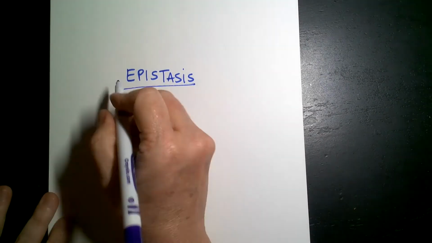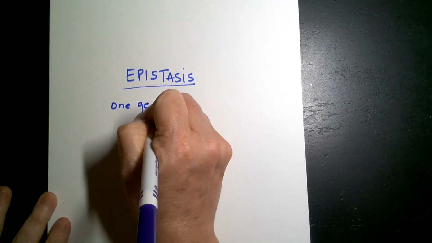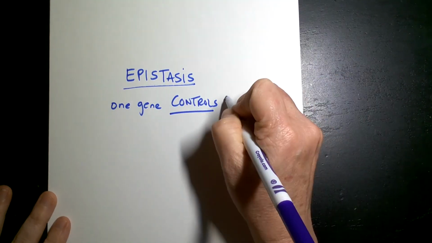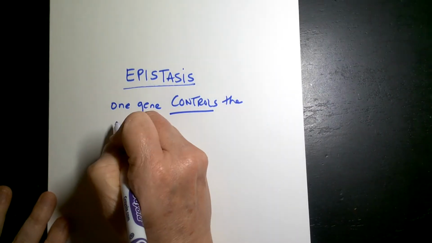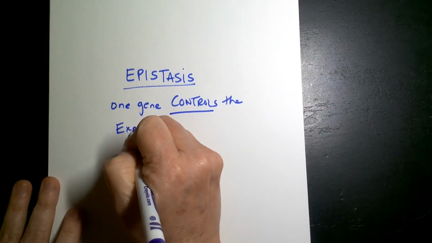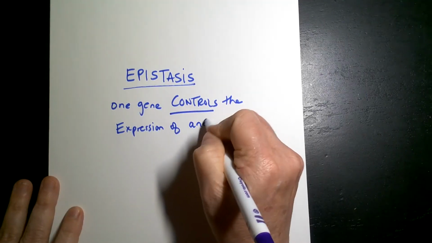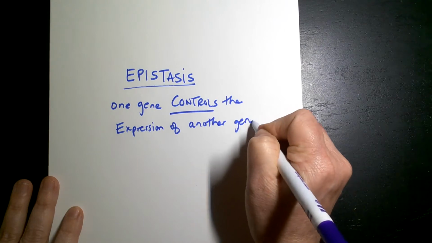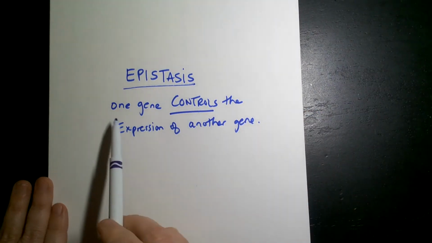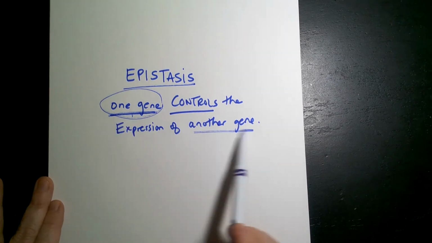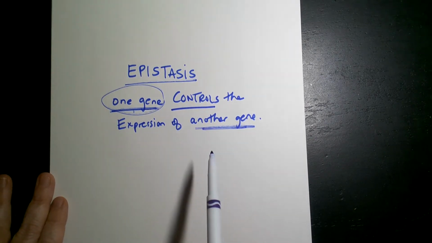one gene controls the expression of another gene. All right, so in simple terms, there's going to be one gene that has to get turned on in order for a second gene to actually work.